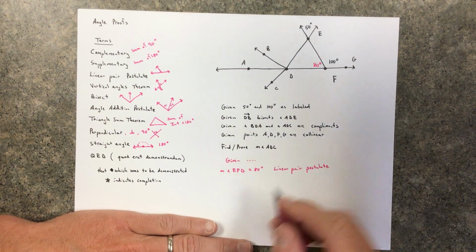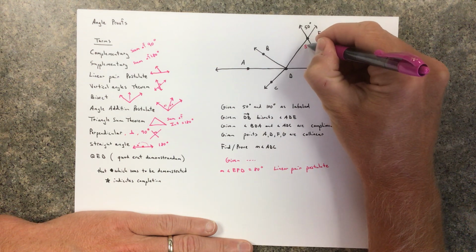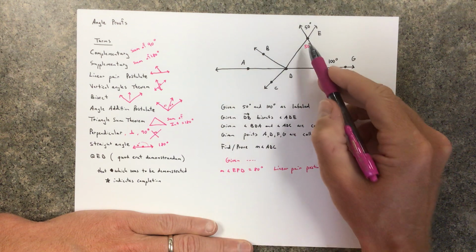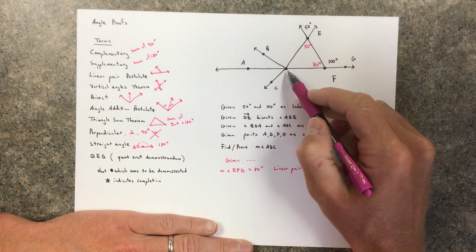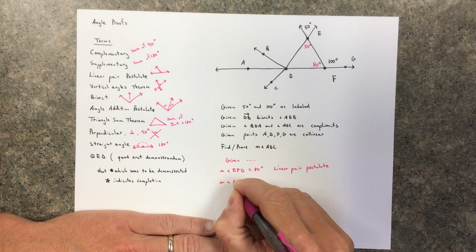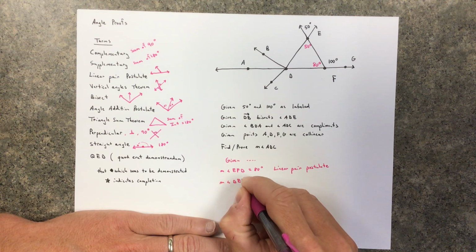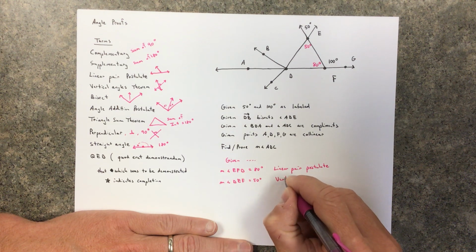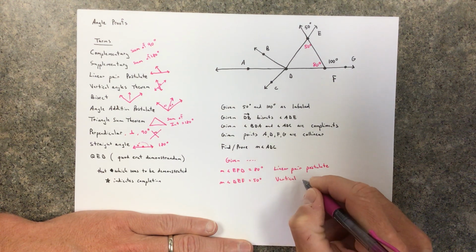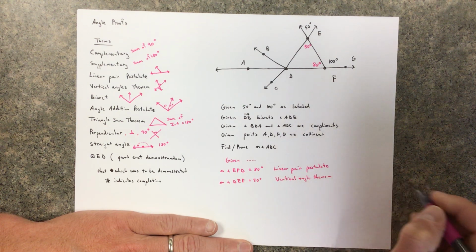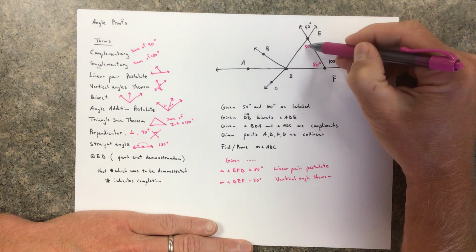Okay, so I know that, and I also know that this is 50 degrees. How do I know that's 50 degrees? The measure of angle DEF is 50 degrees because of the vertical angle theorem, right? Vertical angles are congruent. So if that's 50, that's 50.